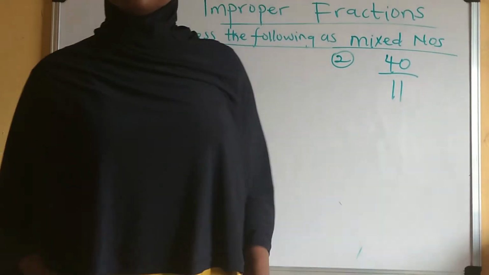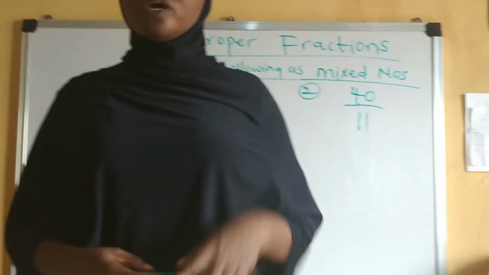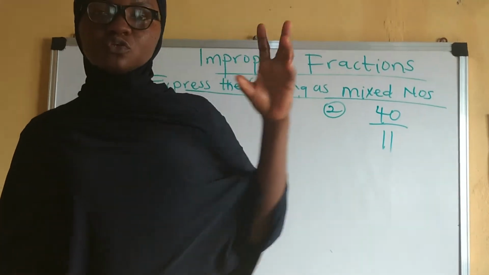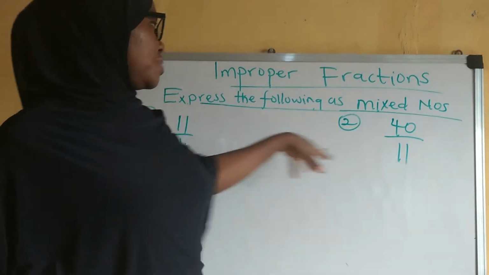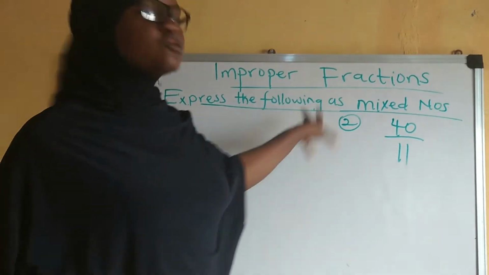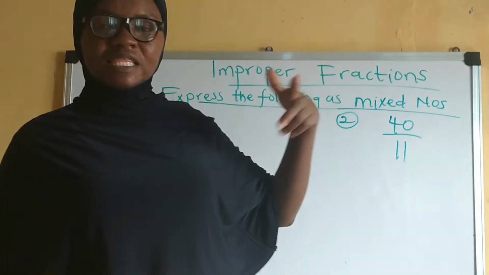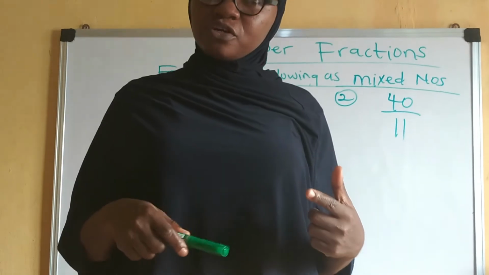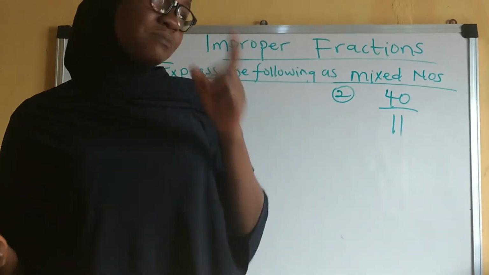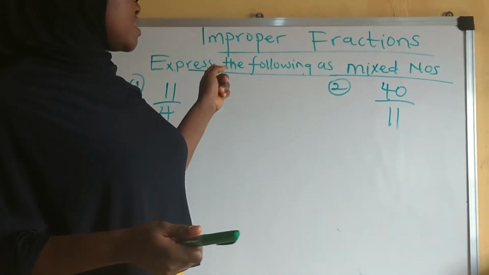Be able to convert mixed fractions into improper fractions. So today's class we are going to be expressing the following improper fractions to what? To mixed numbers. Don't forget that I told you in the previous lesson that we have different types of fraction. We have the mixed fraction, the improper fraction, the proper fraction. As a matter of fact, we have the equivalent fraction. But today we want to express the following improper fractions to mixed numbers, to mixed fractions, so to speak.